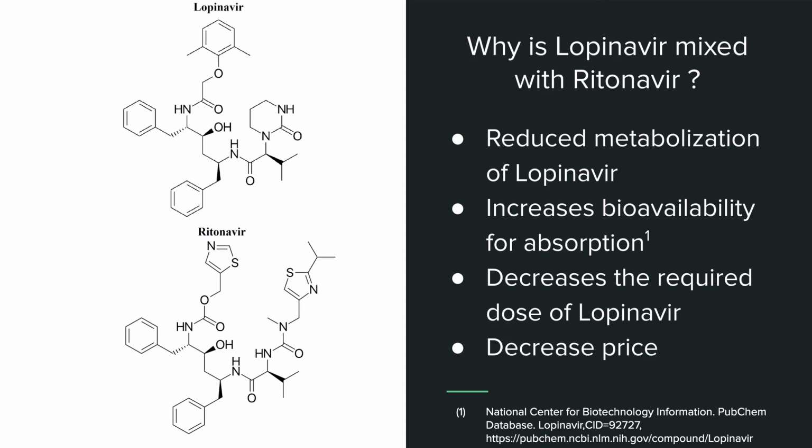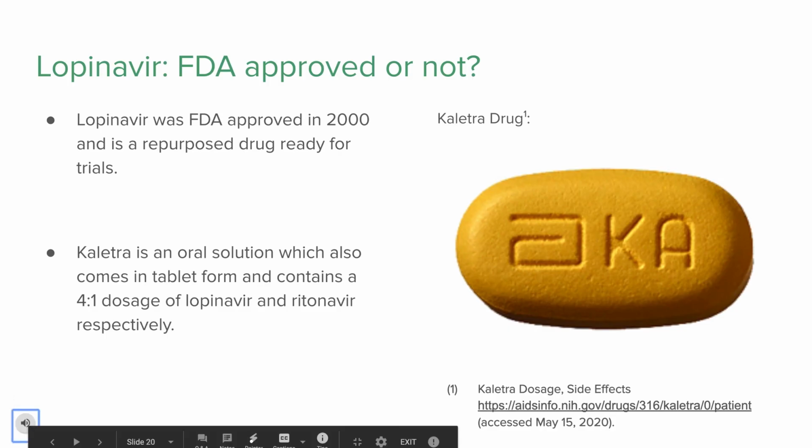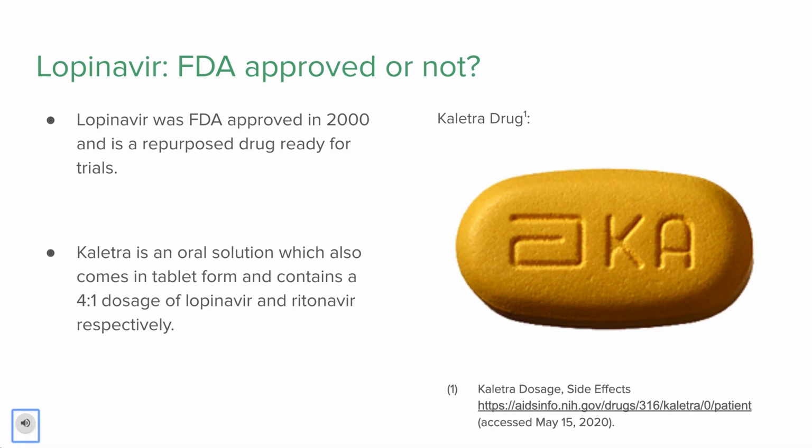When added to lopinavir, the ritonavir inhibited metabolization and plasma protein levels were steady at approximately 99%, significant levels for fighting infection. This would decrease the price, and 1,600 milligram doses would have to be taken instead of the normal 400 milligrams. This 4-to-1 ratio is currently marketed under the name Kaletra. So lopinavir was FDA approved in 2000 and is a repurposed drug ready for trials. It is most commonly administered as a tablet under the name Kaletra.